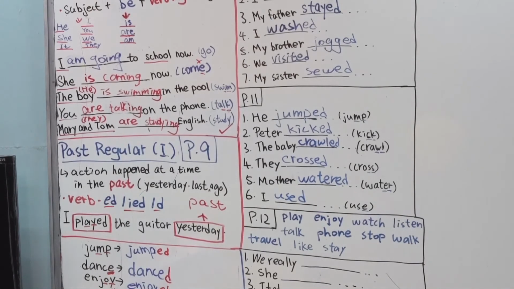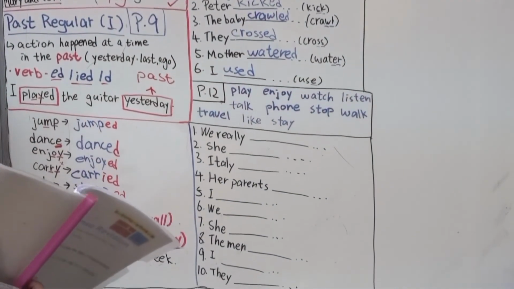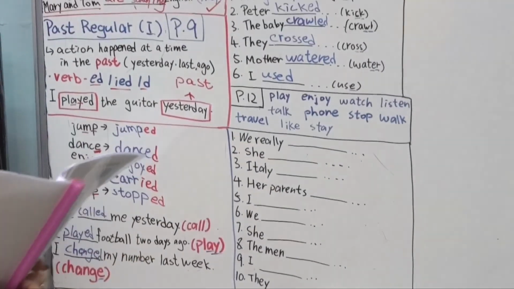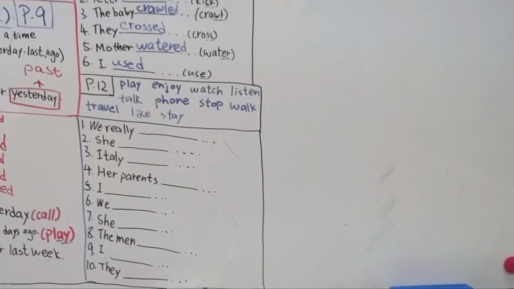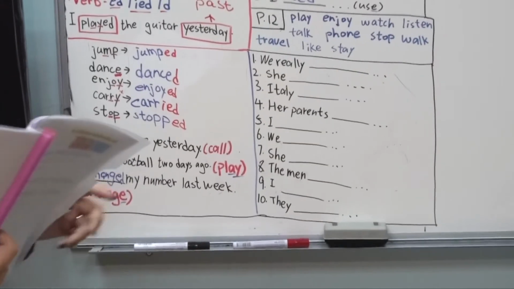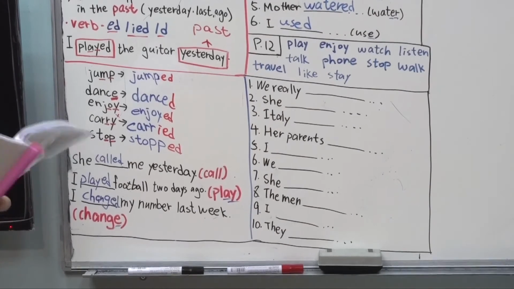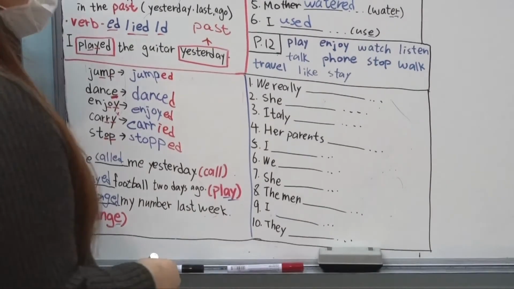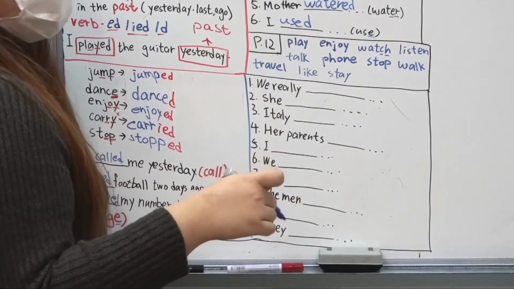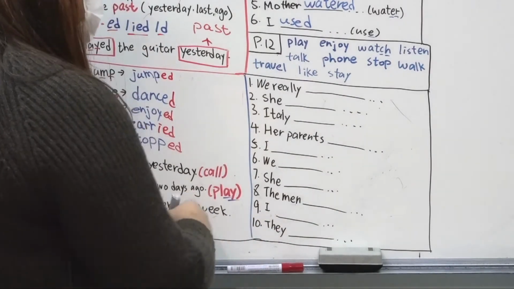Page number 12. Here are a bunch of verbs. You have to choose one suitable one and fill in the blanks. So let's look at the example. I watched the late film on TV last night. Look at your book, okay? Watch ends with C and H. Both are consonants, so they just add ed for you. That has been done for you. So I'll simply put a cross, okay?